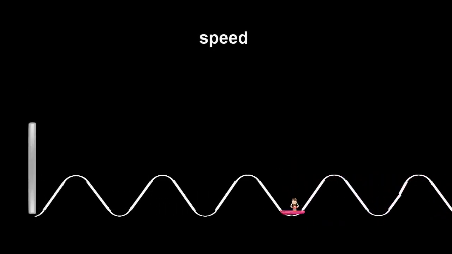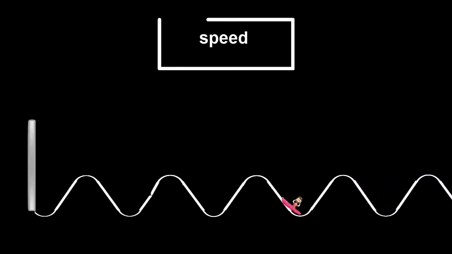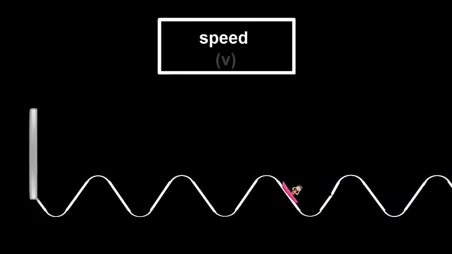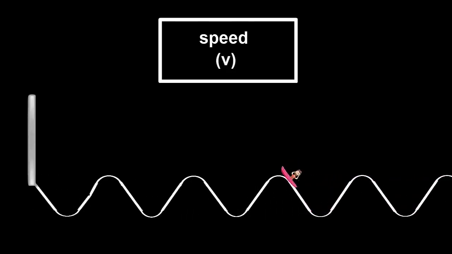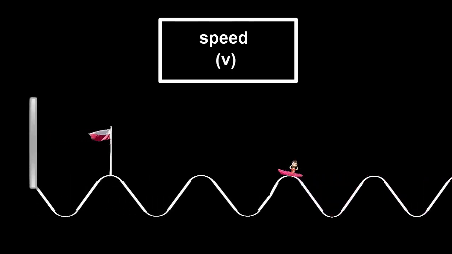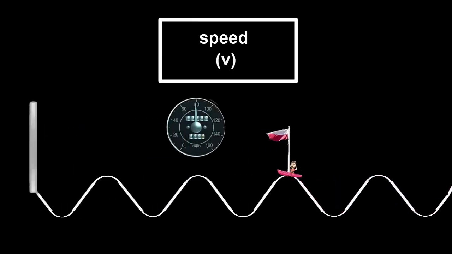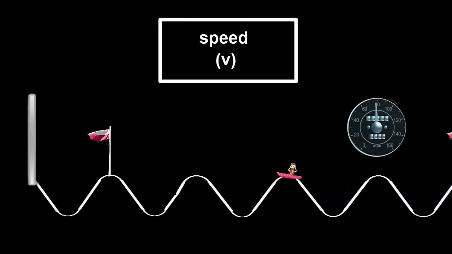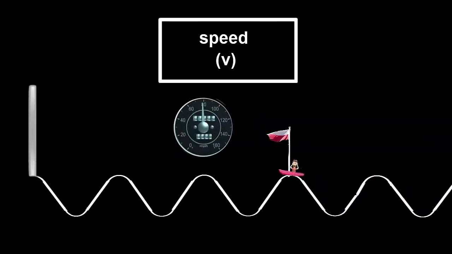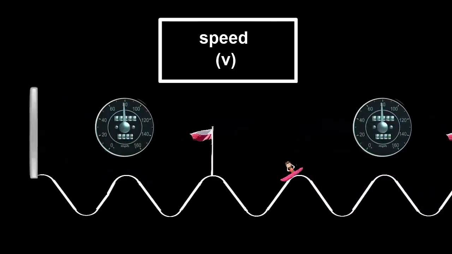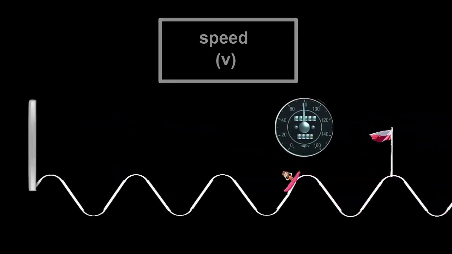The speed of a wave is how fast it's travelling from left to right here, and is usually given the symbol v, which stands for velocity. Velocity is another word for speed. Notice how the speed of the wave is constant, and each crest moves at the same speed as the others.